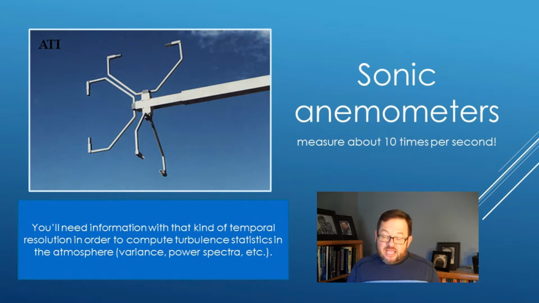And you're going to need that kind of temporal information if you're going to be computing turbulence statistics of the atmosphere, like variance and power spectra and so on. You're going to need that if you're going to make some kind of meaningful understanding of the turbulent structure of the atmosphere at any given time.